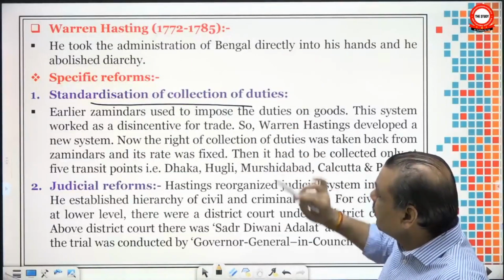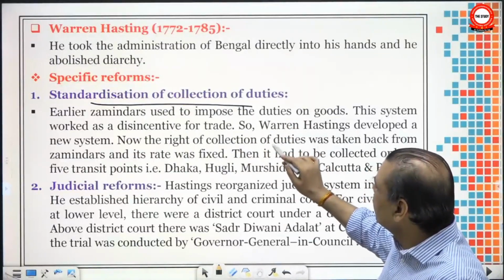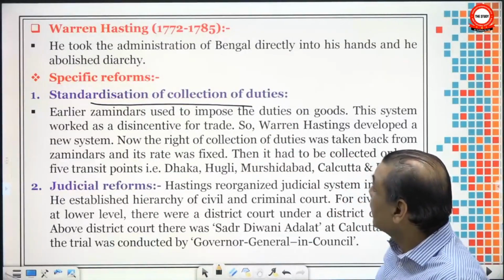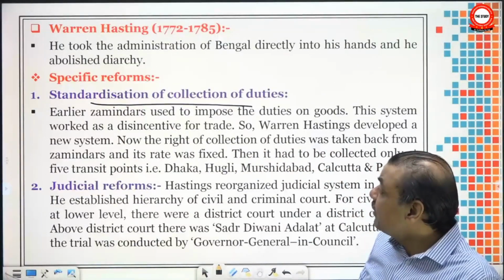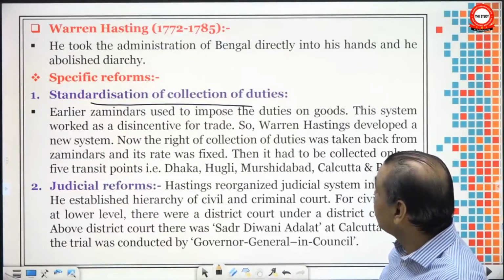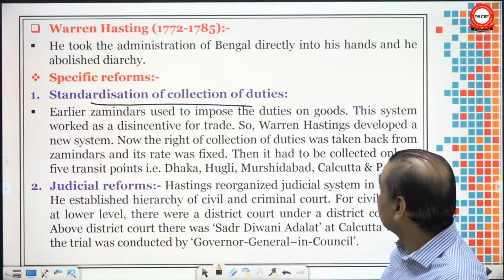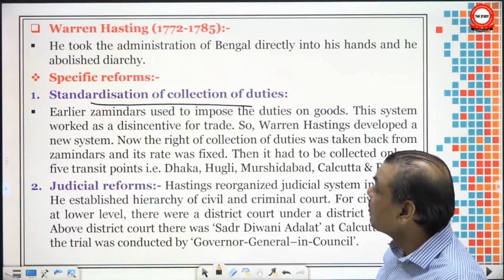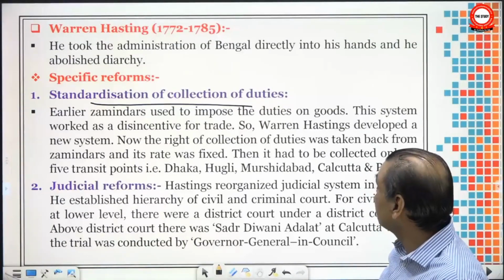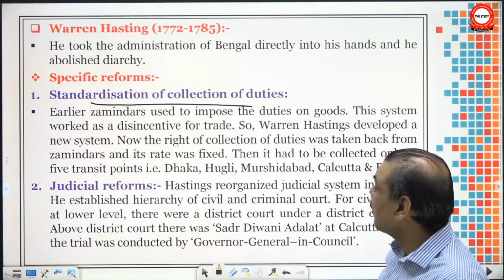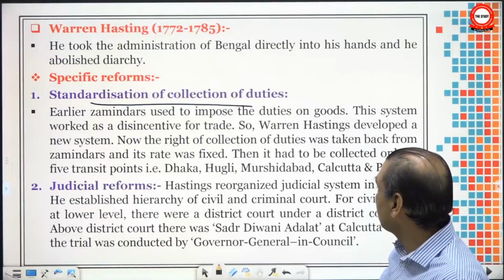Standardization of collection of duties. Earlier, zamindars used to impose duties on goods. This system worked as a disincentive for trade. So Warren Hastings developed a new system. Now the right of collection of duties was taken back from zamindars and its rate was fixed. Then it had to be collected only at 5 transit points: Dhaka, Hooghly, Murshidabad, Calcutta and Patna.